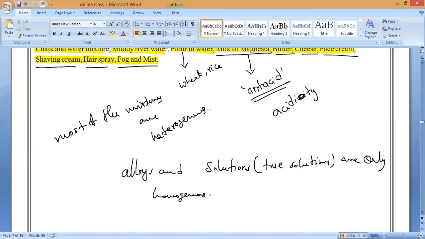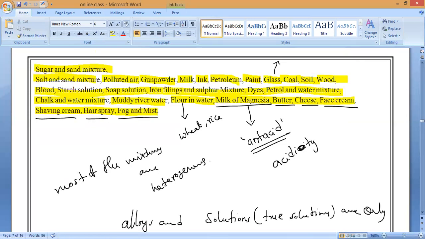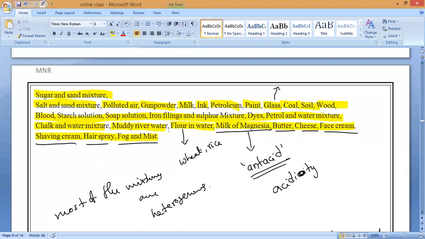So this is all about it. So from tomorrow's class, we are going to study the most important thing. Definitely, so many questions will be asked from that in the exam. In these mixtures, you can see one mixture. What is that mixture? Everybody can see here.